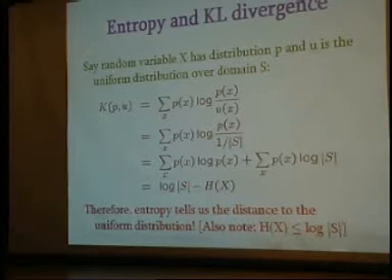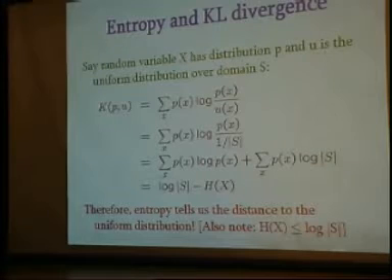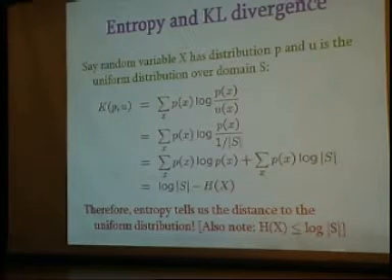So what this means is the entropy is really telling us the distance from the uniform distribution, measured according to this distance measure, the KL divergence. And just this one formula tells us many things. For instance, we know that the KL divergence is always positive.